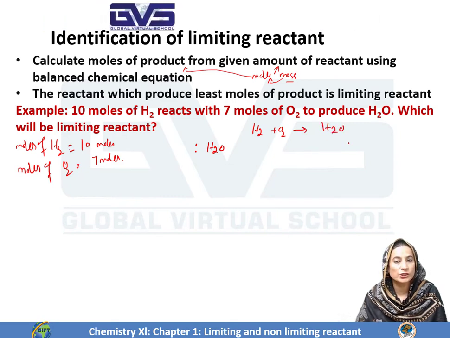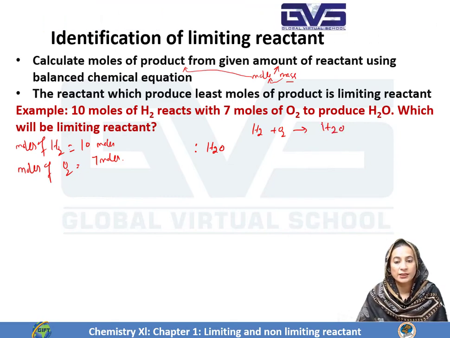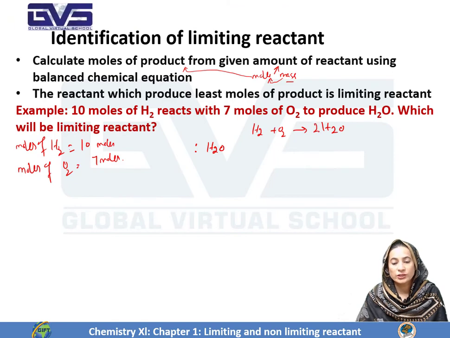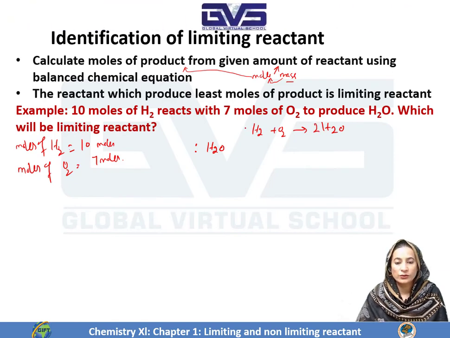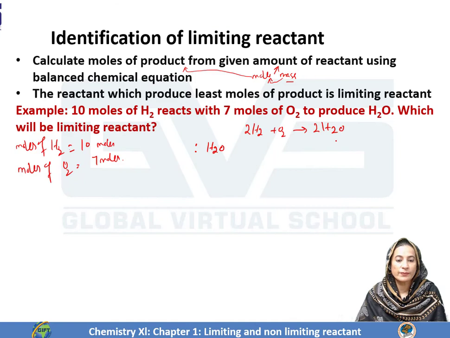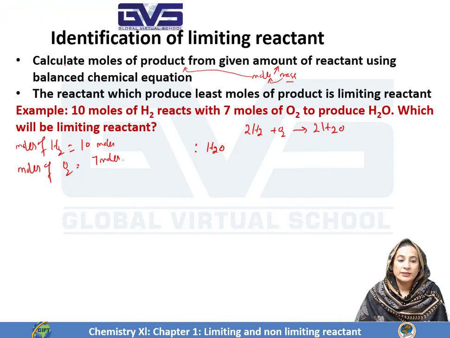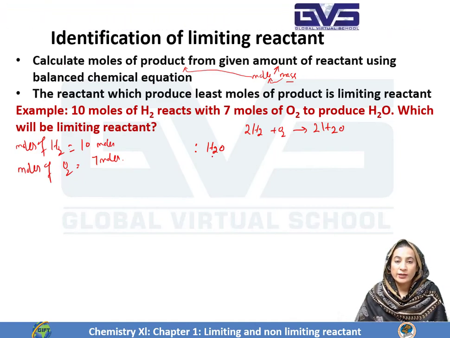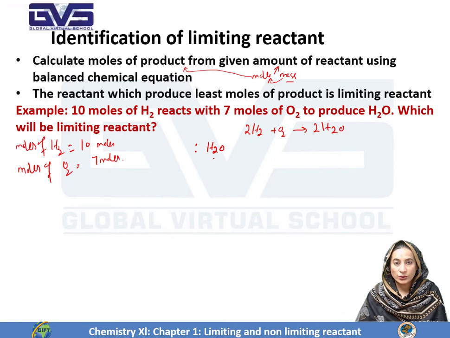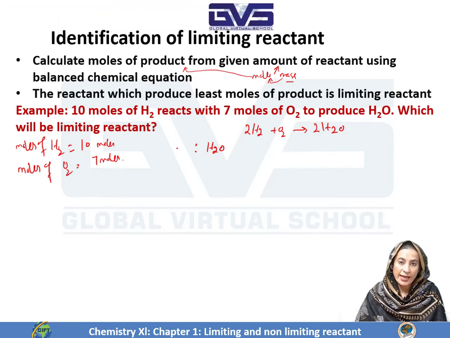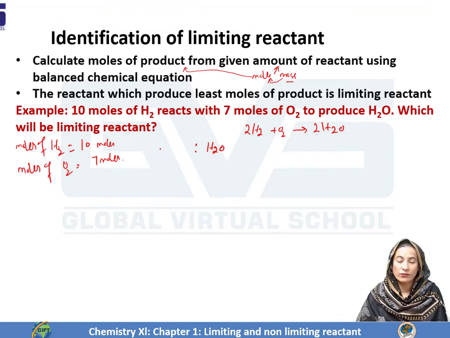So this equation is not balanced. First of all, balance it. So 2 oxygen and now 4 hydrogen. So equation is balanced. And the step apply, calculate mole of product. Write the product on your right side with the help of reactant. So first, one by one.